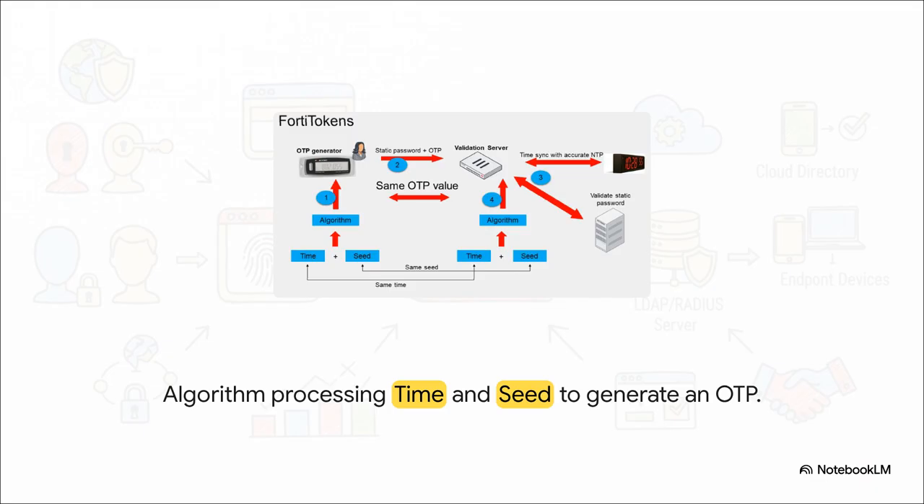When the user submits it, the validation server, our FortiGate, uses its own copy of the exact same seed and its own system time to recalculate the algorithm. If both answers match, boom, access granted. Because this is strictly time-based, having an accurate NTP server to keep the clocks perfectly synchronized is absolutely crucial.